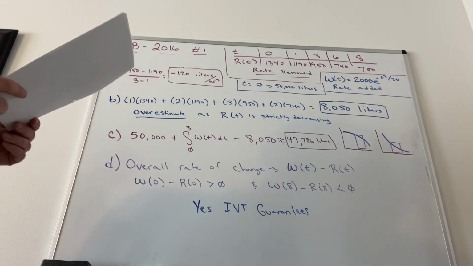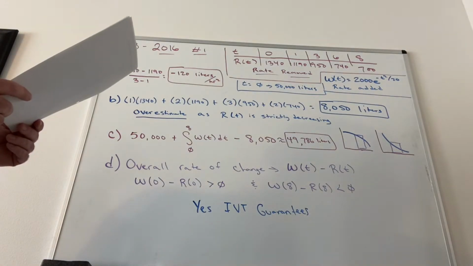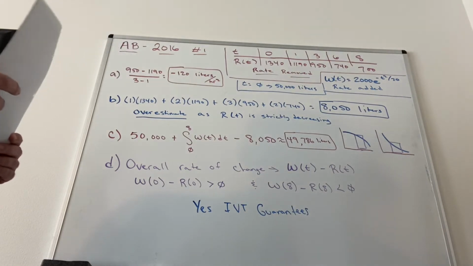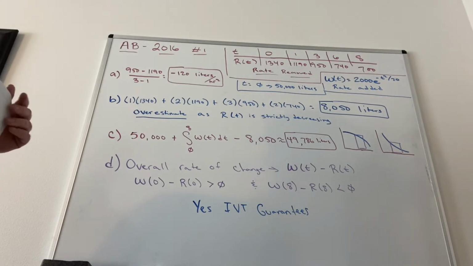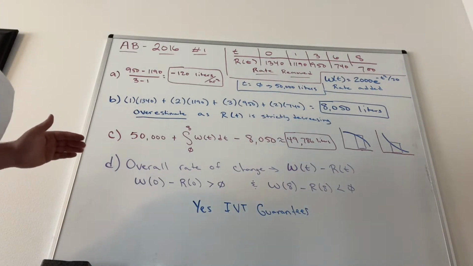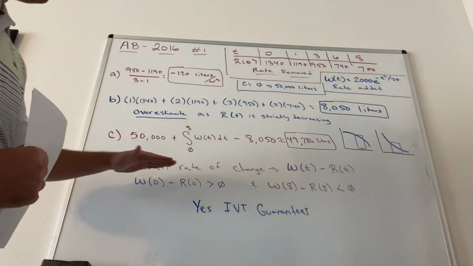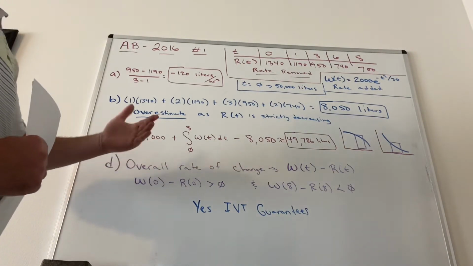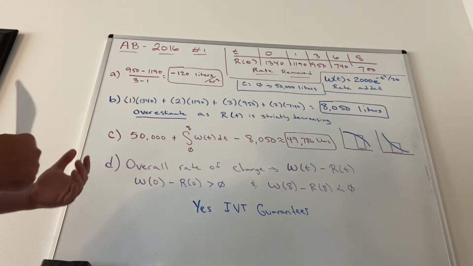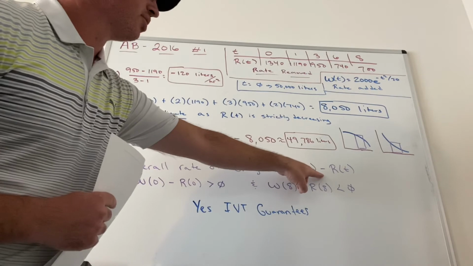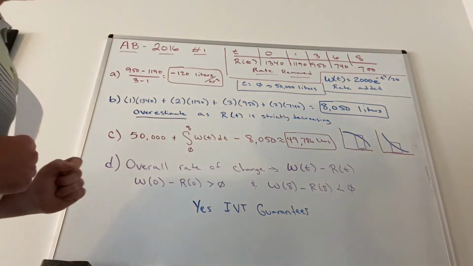And then part D, this one's the tough one. Between 0 and 8, is there a time when the rate of water pumped in is the same as the rate of water removed from the tank? Then explain. I decided to think about an overall rate of change, and the overall rate of change at any time is the rate that it's being added minus the rate that it's being removed.